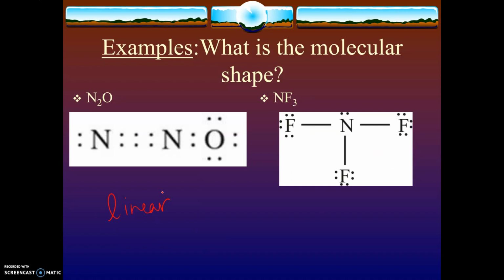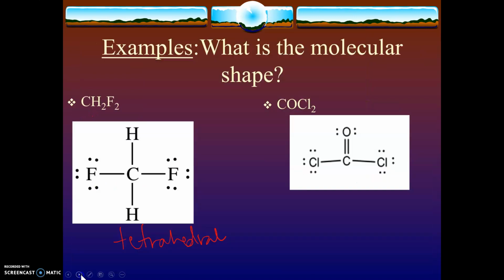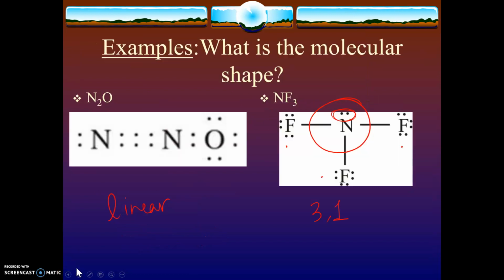Okay, let's look at our next example. This is NF3, or nitrogen trifluoride. So again, let's look at the nitrogen, the central atom. How many atoms are bonded to it? We've got 1, 2, 3, and we have 1 set of lone pairs right there. So that's a 3, 1. So again, let's look back on our chart. And if we go to a 3 and a 1, we're going right here to pyramidal. Now, sometimes they call this trigonal pyramidal instead of pyramidal, so just so you're aware of that as well. So on this one, we're going to say that it's pyramidal.